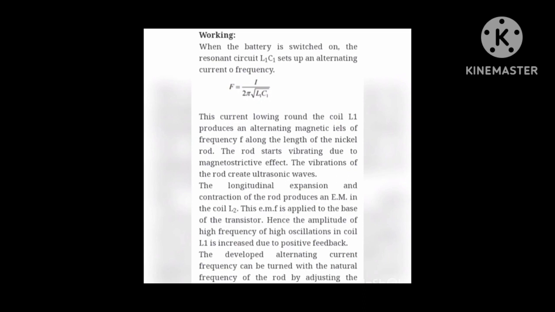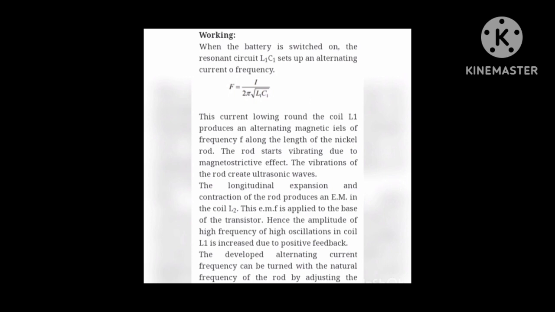When the battery is switched on, the resonant circuit L1C1 sets up an alternating current of frequency f equal to 1 by 2 pi root over L1C1. This current flowing around the coil L1 produces an alternating magnetic field of frequency f along the length of the nickel rod. The rod starts vibrating due to the magnetostrictive effect. The vibrations of the rod create ultrasonic waves.